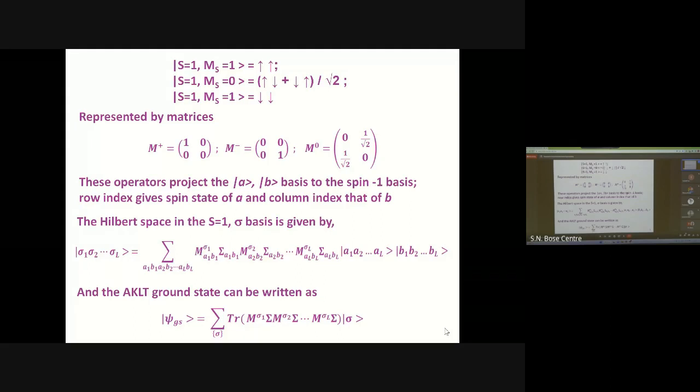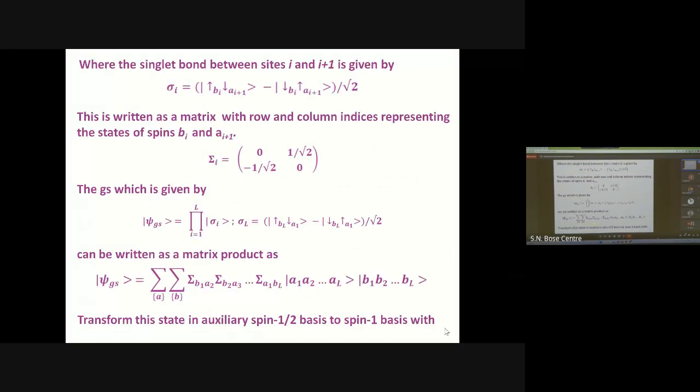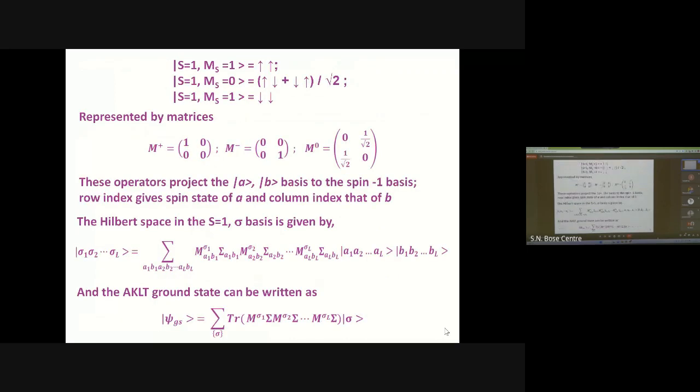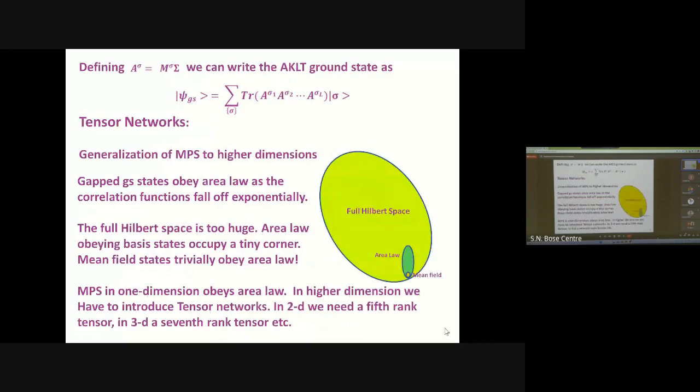And you see that using this, I can transform my state, which was just a product of the sigmas, by transforming each of the sigmas into the m's, that is the ms values of the spin ones. So all I'm doing is multiplying by this one. If I multiply by these, then this is the ground state now. And the ground state is nothing but the trace of these products of matrices, which can now be written as the trace of sigma 1, sigma 2 to sigma n.